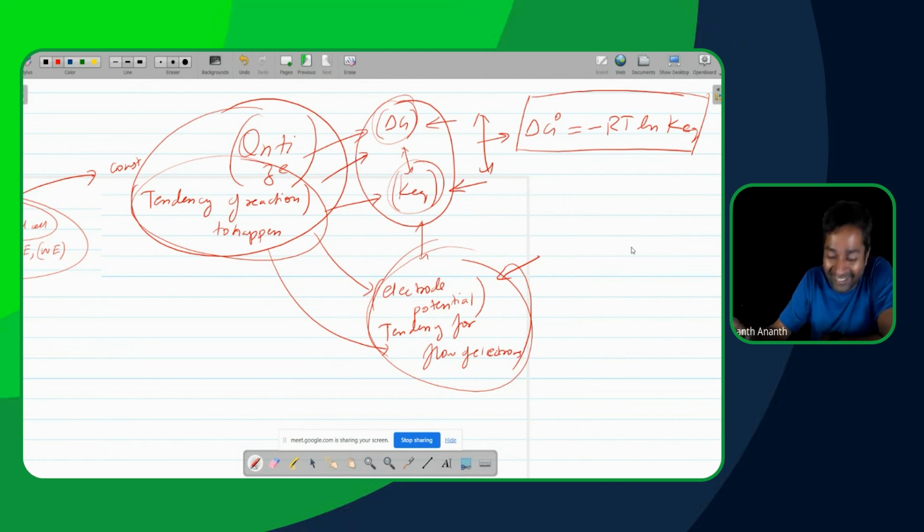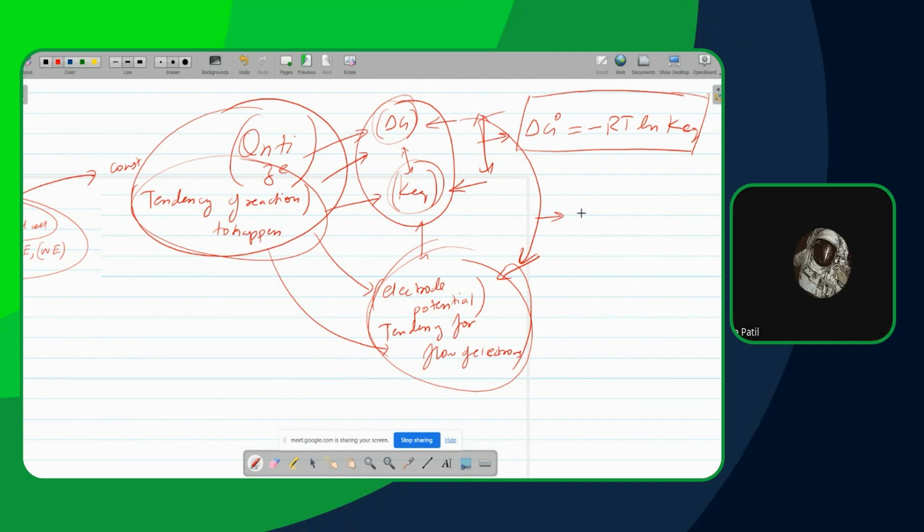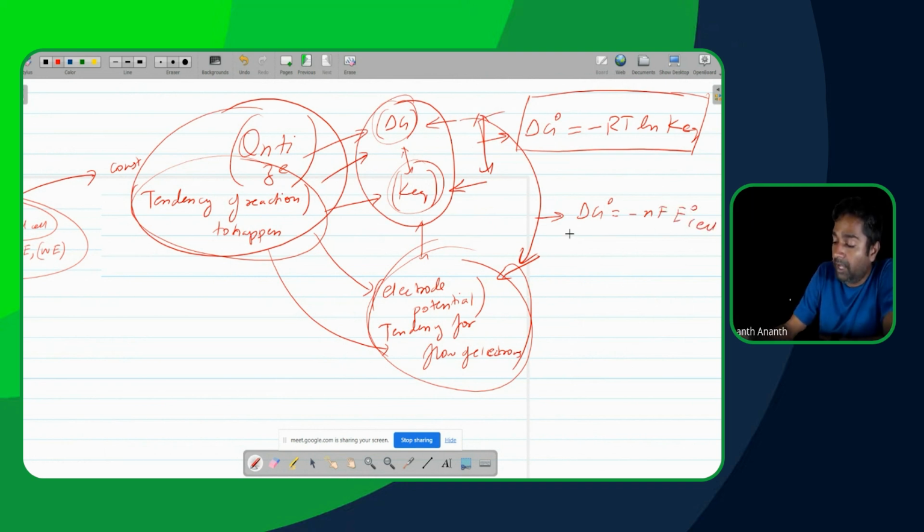Nicely done. Now, how about these two over here? Delta G and the other one. What is the connection between these two? Electrode potential and delta G. What is the relation here? You know this one also. Come on. Delta G naught is minus nF E naught. Good.